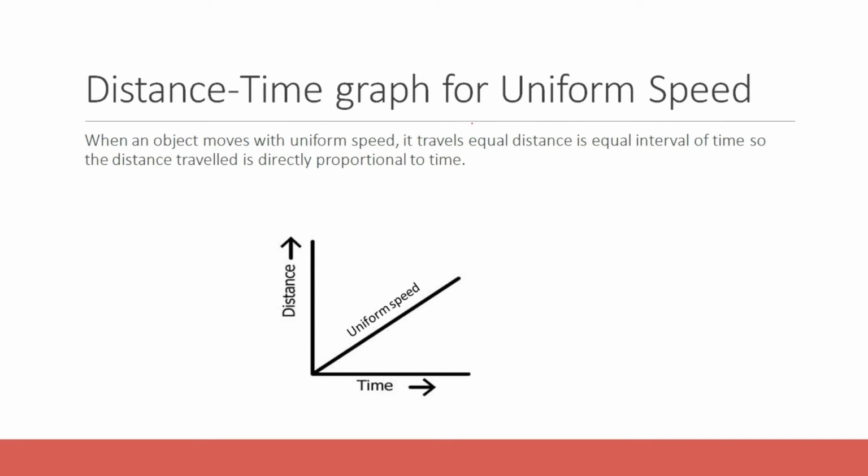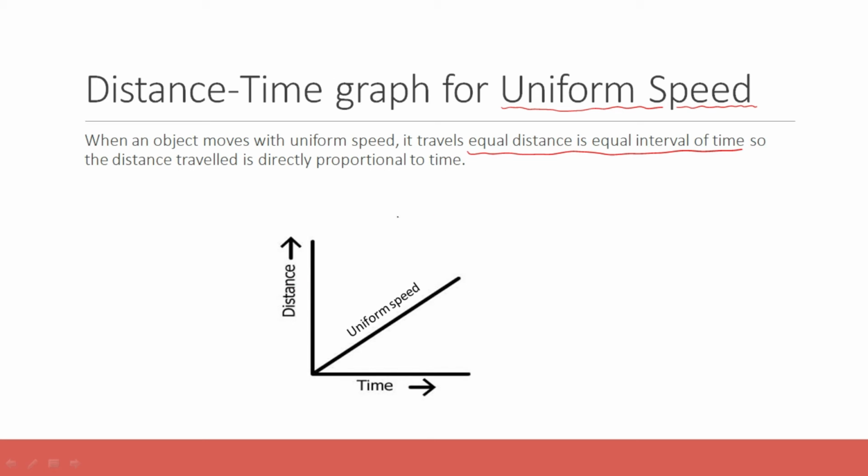So let us see the first type of motion. The first one is uniform motion. We will see how we can draw a graph for uniform speed or uniform motion. So basically, what is uniform speed? Uniform speed means that a body is moving and it covers equal distance in equal intervals of time. That is known as uniform speed. Then we can say that the body is moving with a uniform speed.